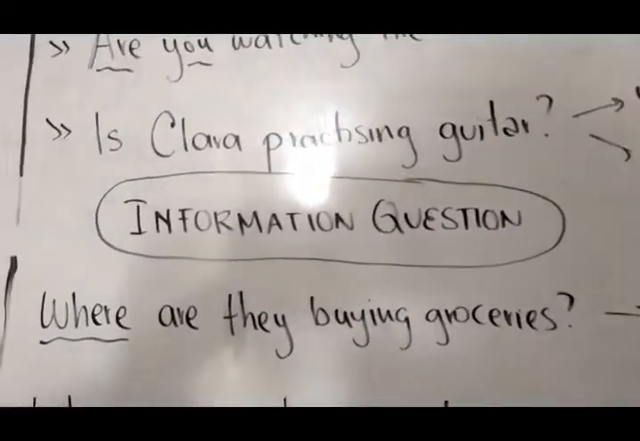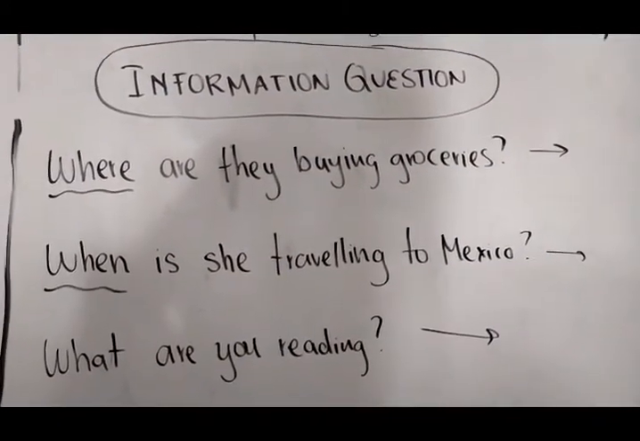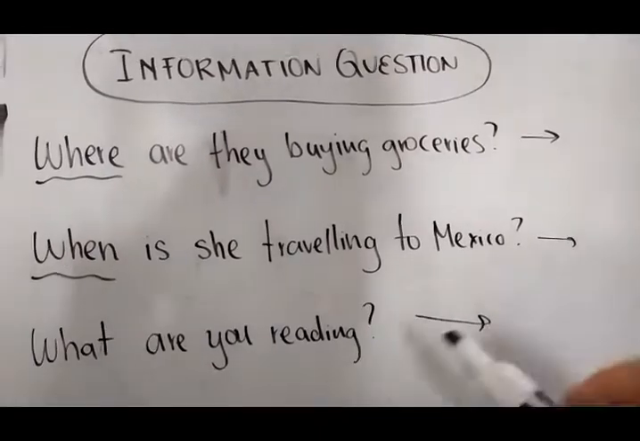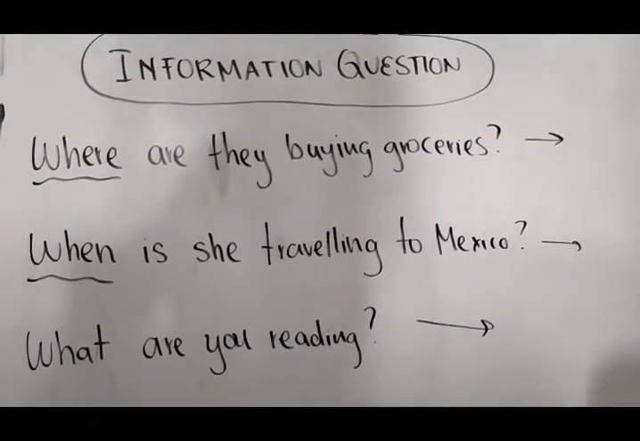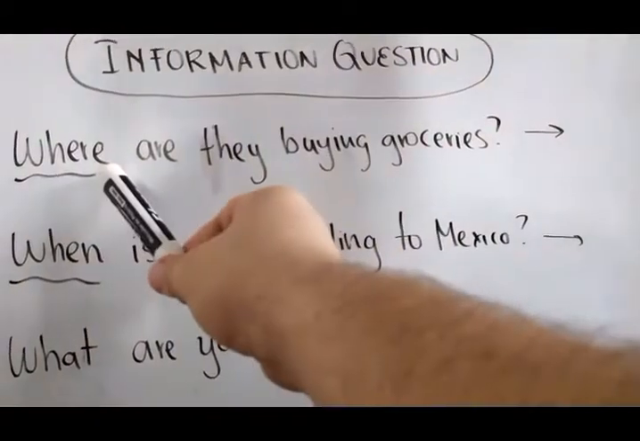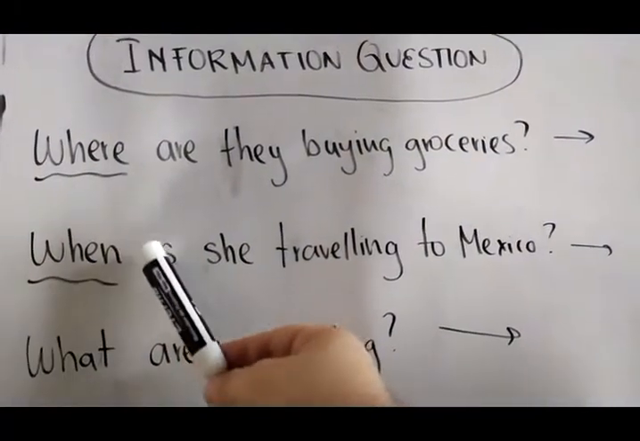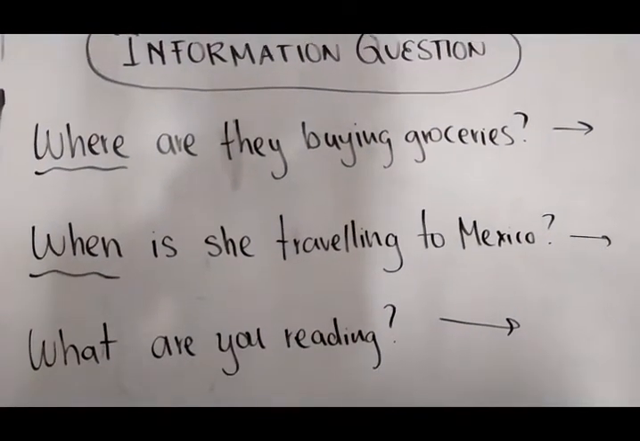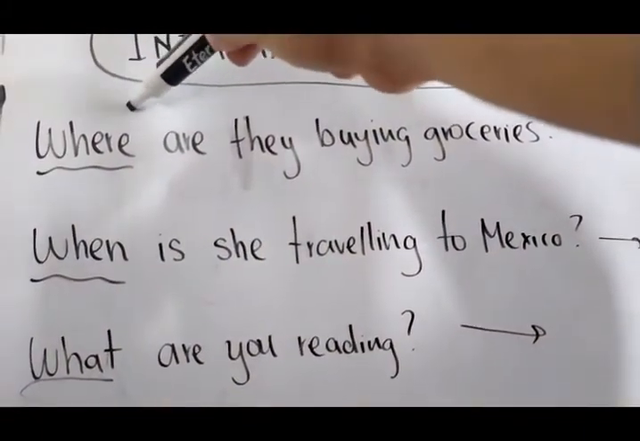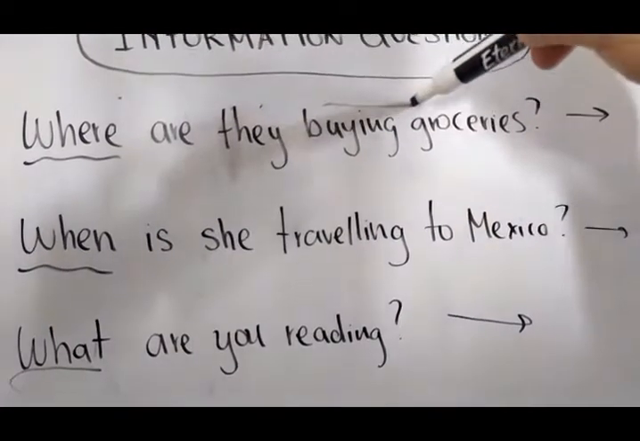Now, we are going to move to information questions. Remember, information questions ask for specific information. ¿Dónde? ¿Cuándo? ¿Por qué? ¿Quién? Etcétera. Vamos a ver aquí 3 ejemplos para que ustedes tengan una idea de cómo son las information questions con present continuous. So, in this case, we start with the WH questions. En este caso vamos a hacer una pregunta con dónde, where, una con cuándo, when, y una con what, que significa qué. So, we start with the WH word, the verb to be, the subject, and the verb with ing.